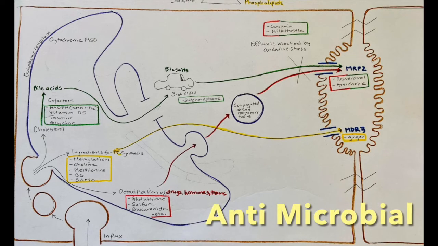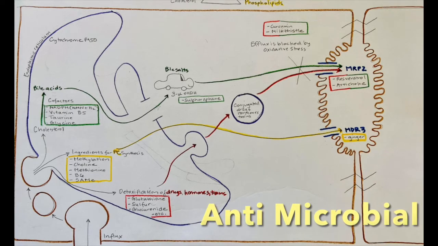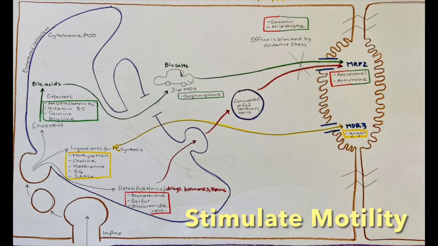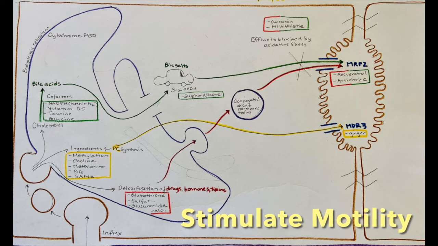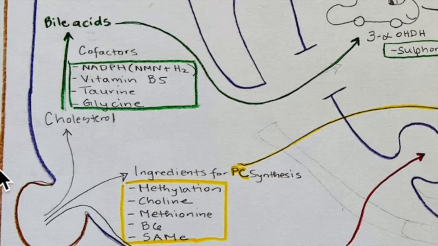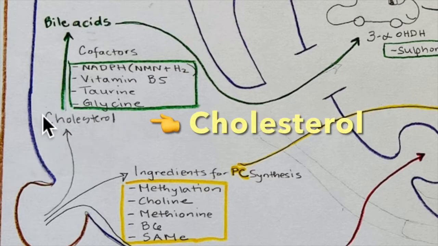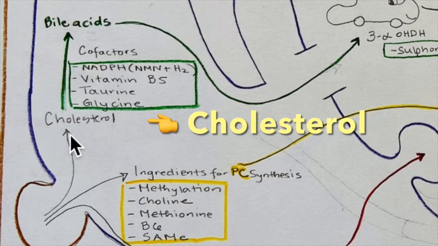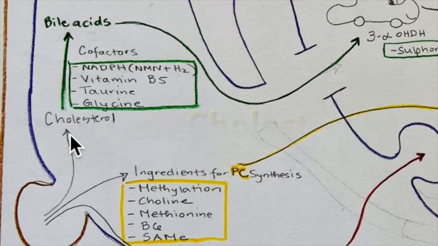Bile acids are also antimicrobial, and so they help to keep the microbiome in balance. They also stimulate motility, and this is important for helping the small intestine to cleanse itself and also to prevent constipation. Bile acids are made from cholesterol, and this is why it's important to consider cholesterol levels in people with vegan diets and those on cholesterol-lowering medications.